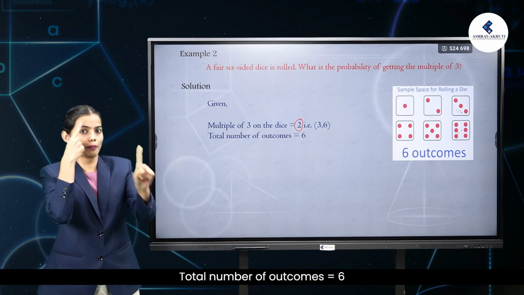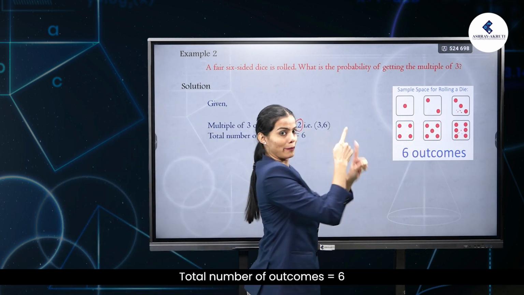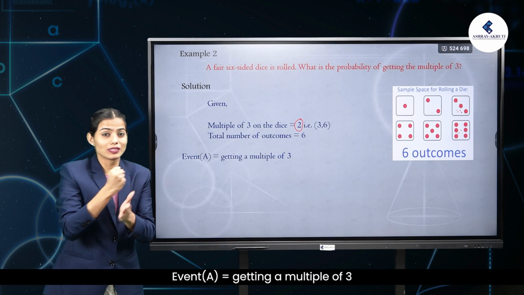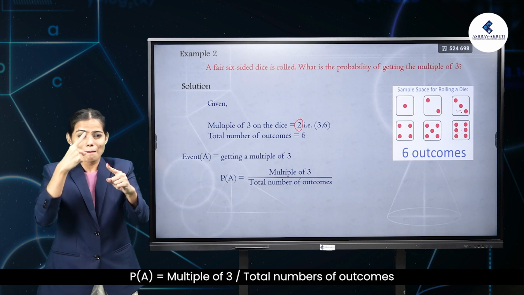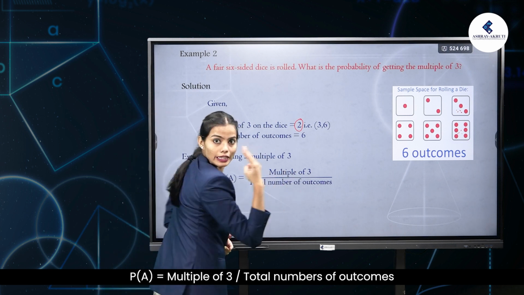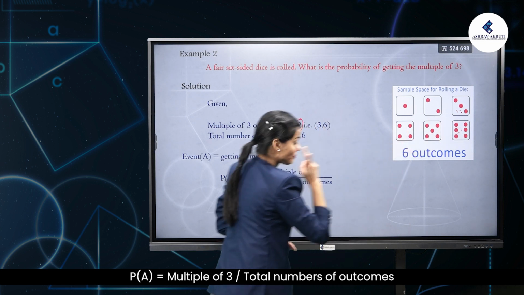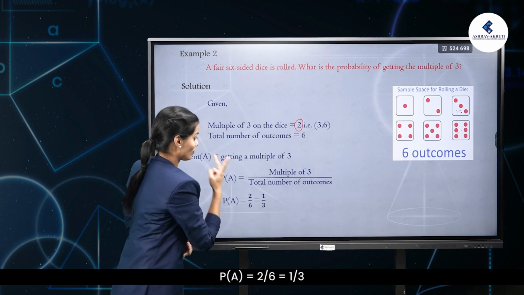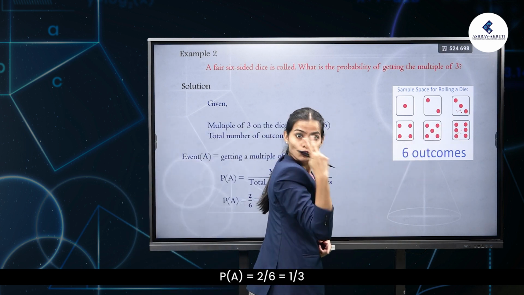Total number of outcomes is equal to 6. Event A is equal to getting a multiple of 3. P of A is equal to multiple of 3 by total number of outcomes. P of A is equal to 2 by 6 is equal to 1 by 3.